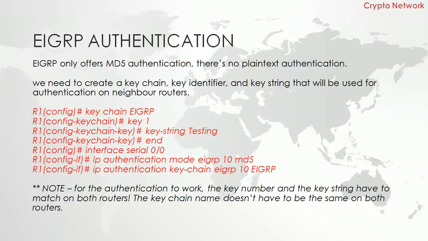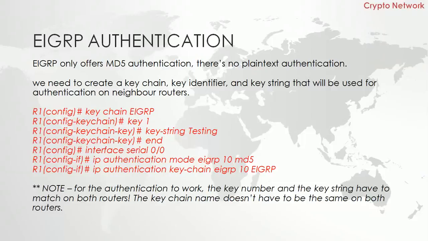Key chain, keychain name. We are creating a keychain by the name EIGRP. And key number identifies the key number. Here, key 1. Key-string, in here, we are naming it testing. So this specifies the key string for the key.